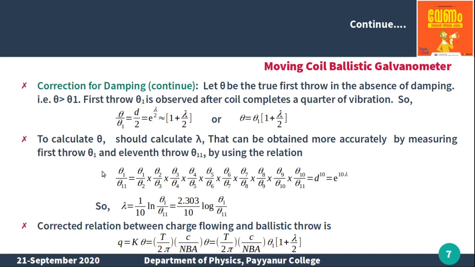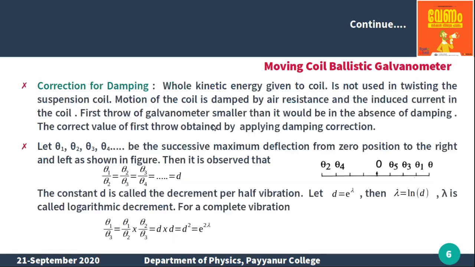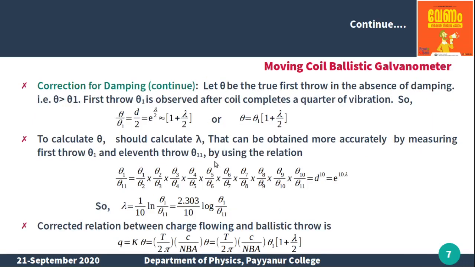So I am writing it as d by 2. Okay, so d is e raised to lambda, d by 2 is e raised to lambda by 2. I can write this e raised to lambda by 2, and I am just expanding it. E raised to x, I can write as 1 plus x by 1 factorial plus x square by 2 factorial plus x cube by 3 factorial. Higher terms I can neglect.